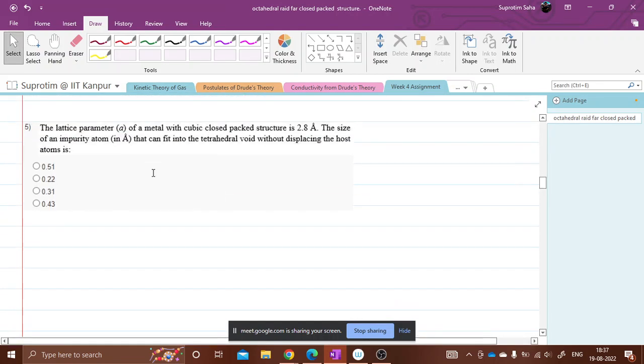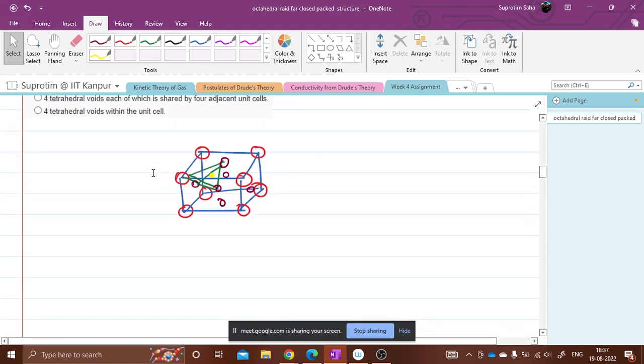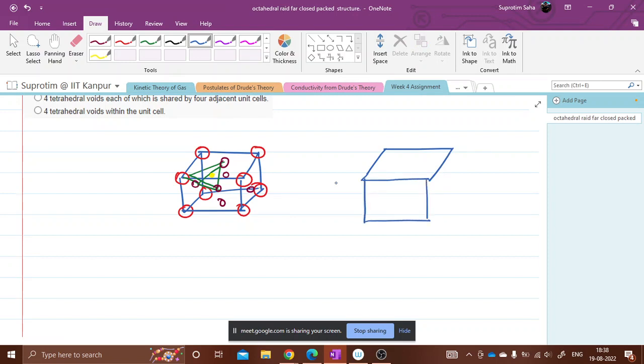The lattice parameter A of a metal with cubic close packed structure is 2.8 angstrom. What is the size of an impurity atom that can fit into the tetrahedral void without displacing the host atom? So what you all can do is just do this. I'll just draw another one. So this is this. Just for the sake of simplicity, I'll just draw another set for solving this problem.